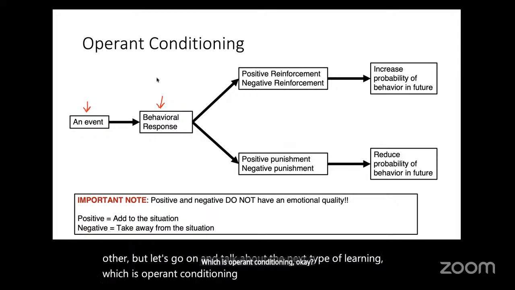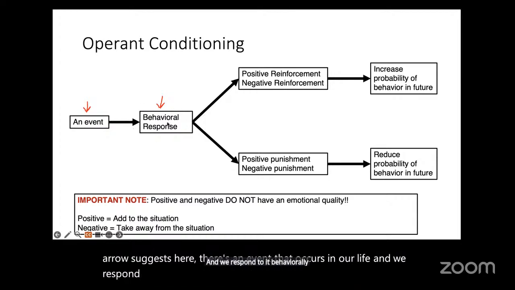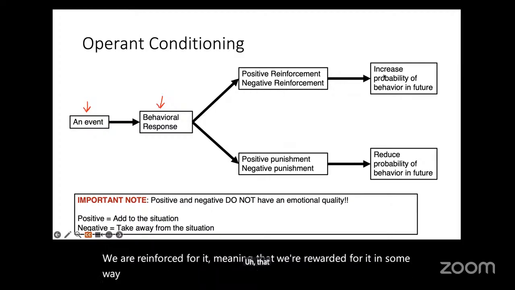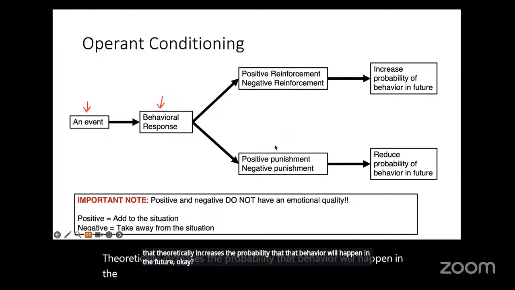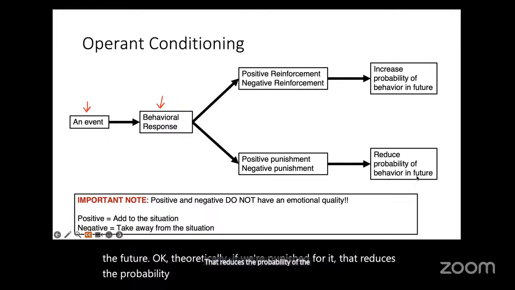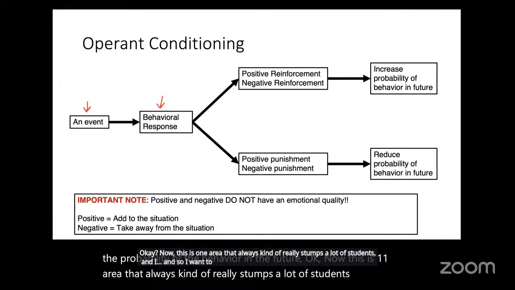Okay. In operant conditioning, as this arrow suggests here, there's an event that occurs in our life and we respond to it behaviorally. Okay. If we are reinforced for it, meaning that we're rewarded for it in some way, that theoretically increases the probability that that behavior will happen in the future. Okay. Theoretically, if we're punished for it, that reduces the probability of the behavior in the future. Now, this is one area that always really stumps a lot of students, and so I want to make sure we state this up front.